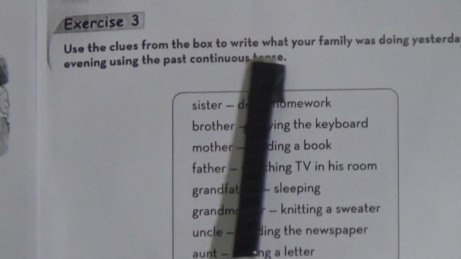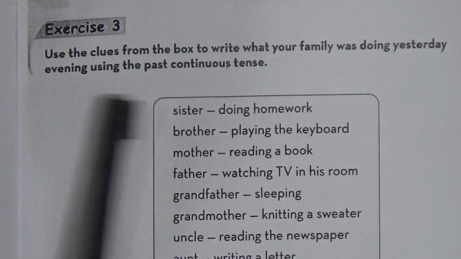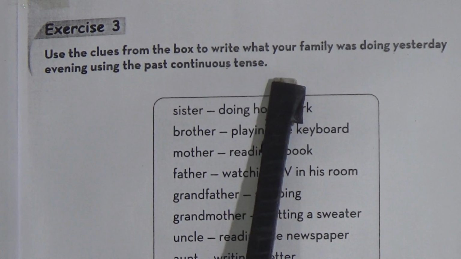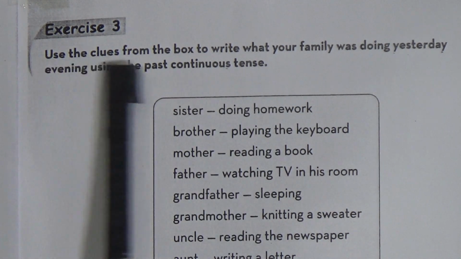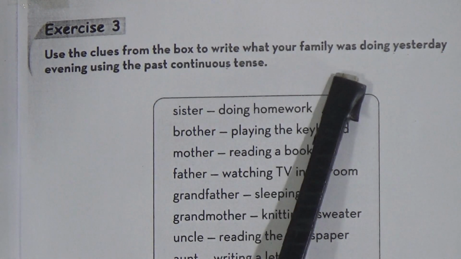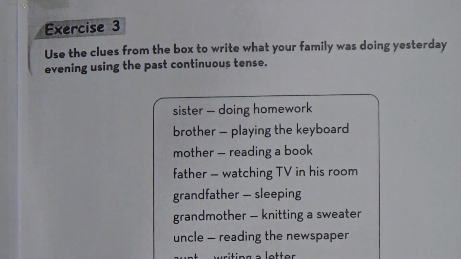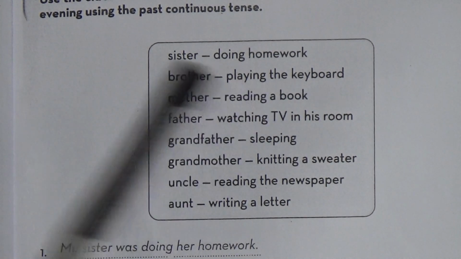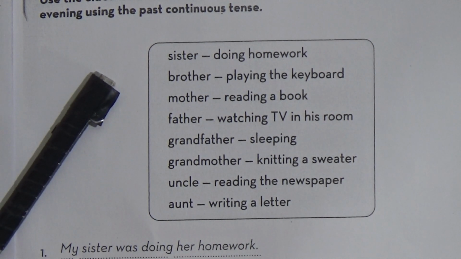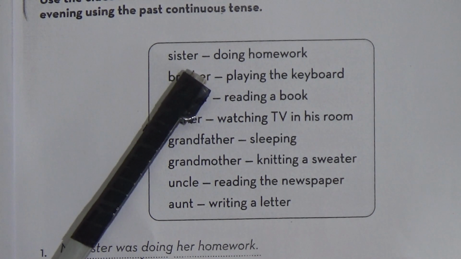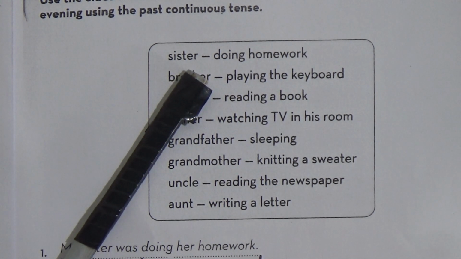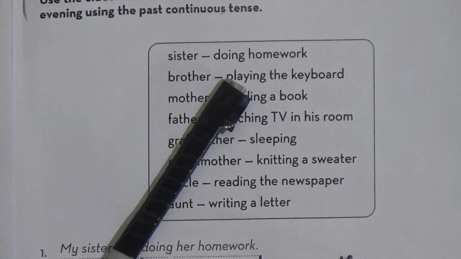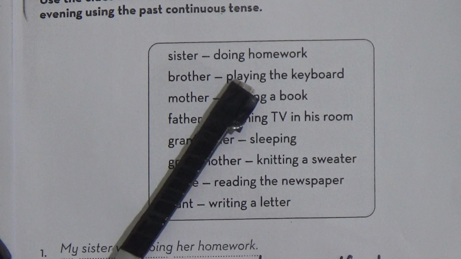Next one, exercise 3. Use the clues from the box to write what your family was doing yesterday evening using the past continuous tense. As your family, you have to use these clues. Sister doing homework. So my sister was doing her homework. Next one, brother playing the keyboard. So my brother was playing the keyboard.